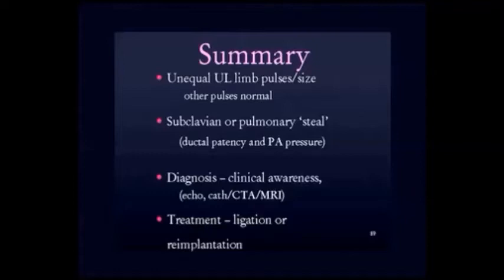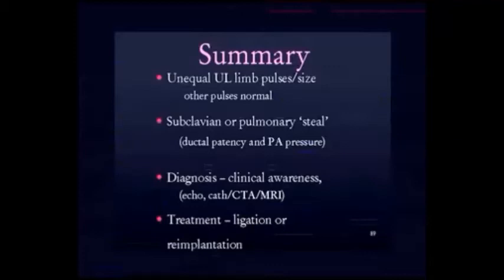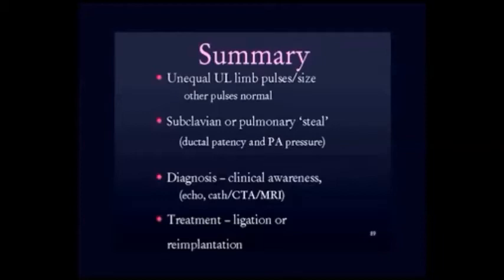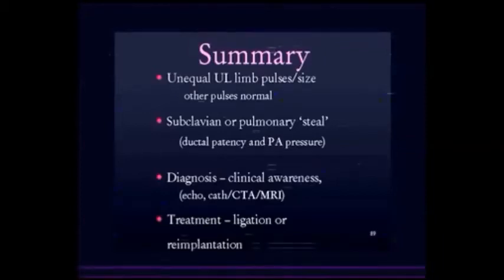So in summary, this is a patient who presented with unequal limb pulses. All other peripheral pulses were normal. And we want to say here that if you have a patient with this kind of presentation, you should suspect that there might be an isolation of the subclavian artery. Subclavian or pulmonary steal phenomenon may occur based on ductal patency and the pulmonary artery pressure. The diagnosis is based on high index of suspicion. What may help you make a diagnosis? The echo, the cath, the chest CT. Some people use MRI as well. Treatment options involve either ligation or reimplantation. In this patient, we chose to ligate the vessel.